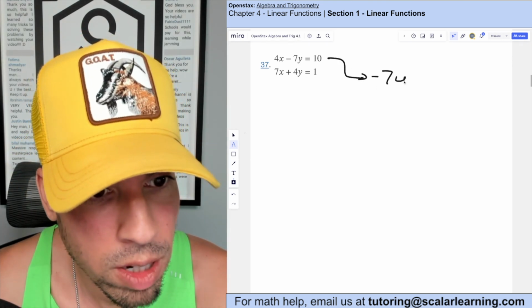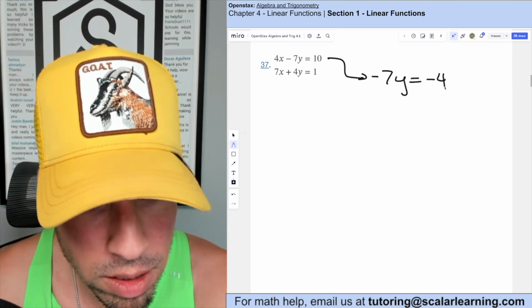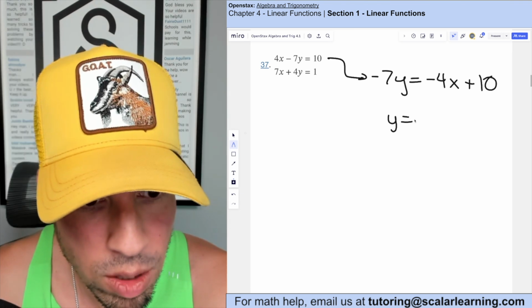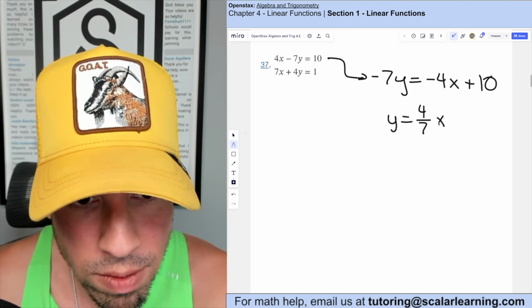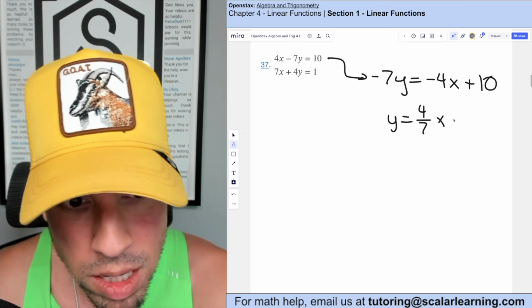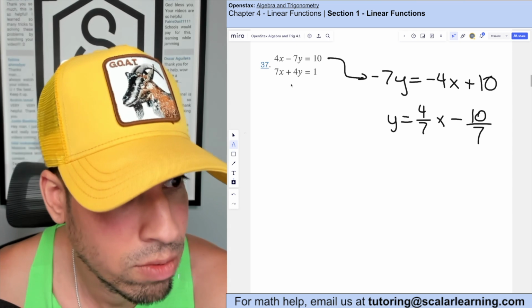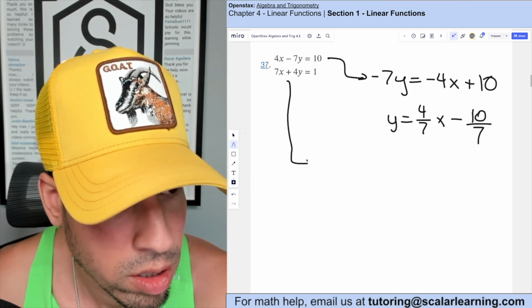So for the first one, I'm going to start by subtracting 4x from both sides, and then I'm going to divide by -7, and I get y equals +4/7, because it's a -4 divided by -7, so +4/7 x minus 10 over 7.